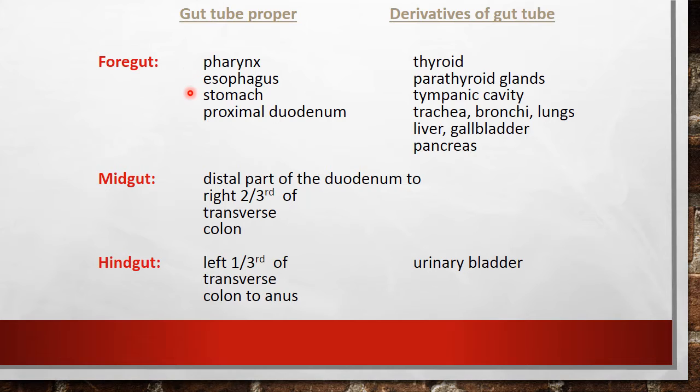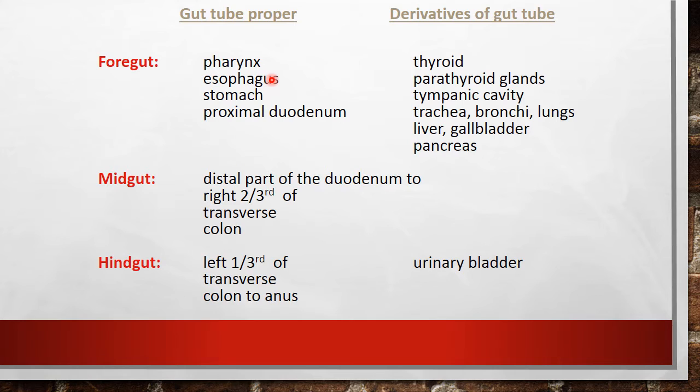Foregut is the part which starts distal to the pharynx till the opening of the bile duct, which is the proximal portion of the duodenum. And in the gross anatomy, you have seen that it is the second part of the duodenum where the bile duct is opening. So till the opening of bile duct, the part of the duodenum is included in the foregut.